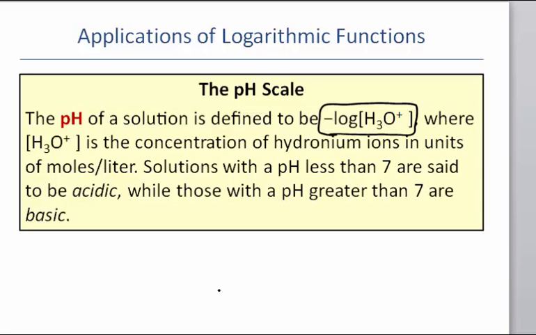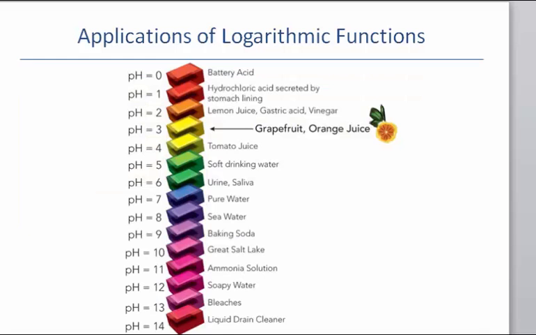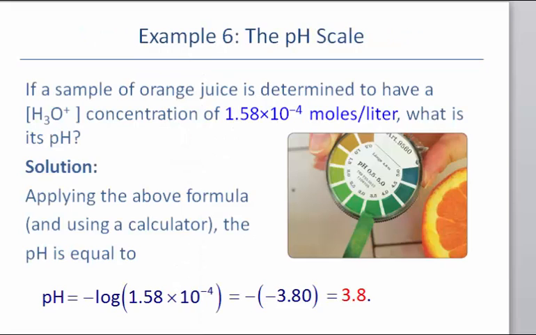Solutions with a pH less than 7 are said to be acidic, while those with a pH greater than 7 are basic. And we've got a chart given in the book. You certainly don't have to know this, but it shows you some pH values for common solutions. All right, so let's look at an example.